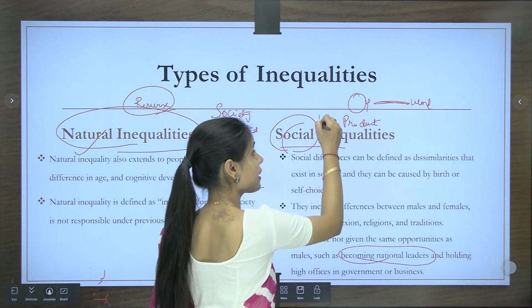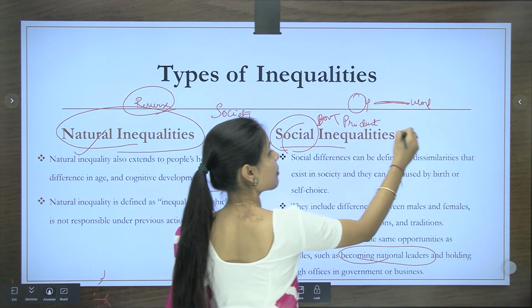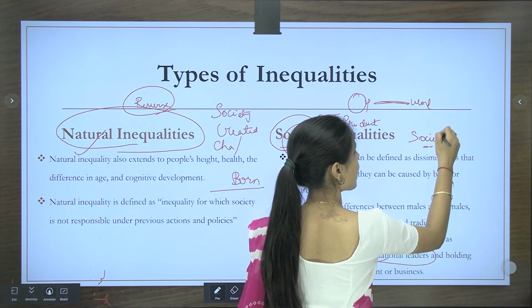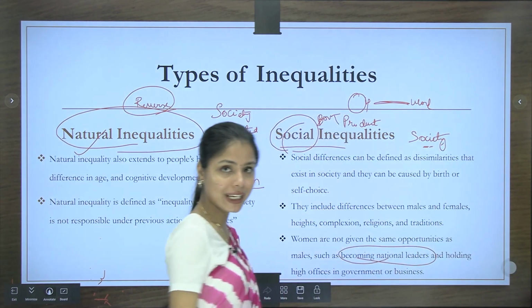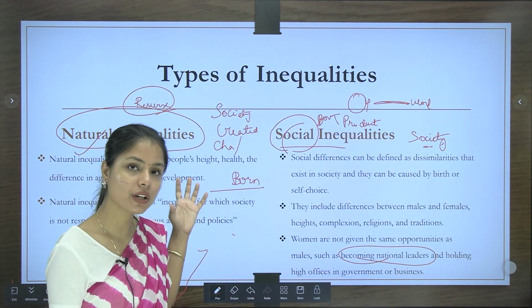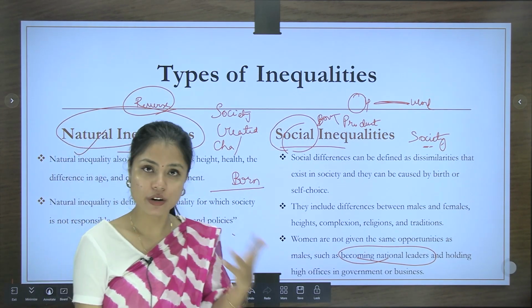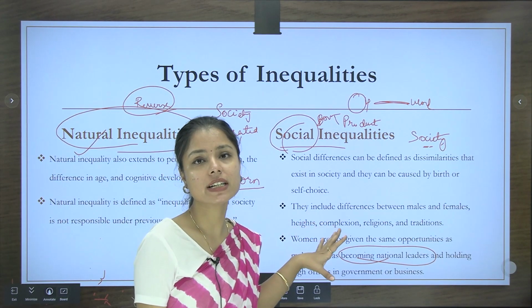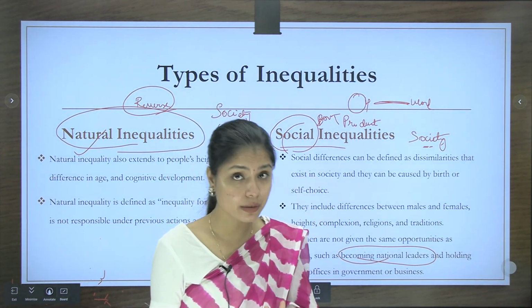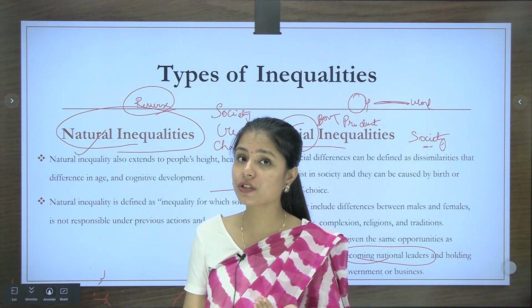This was not something that they were born with. This was something that was created by the society. So, to put it simply, natural inequalities are not created by society. This would be something that a person is born with, whereas social inequalities would be something that would be created by the society. They are the product of the society.